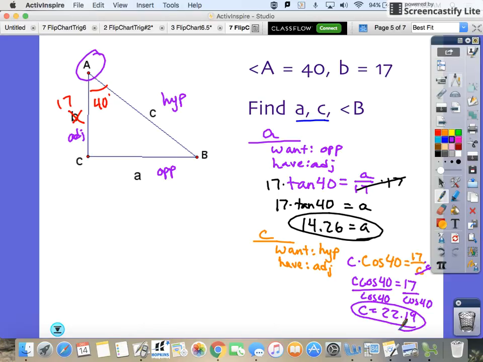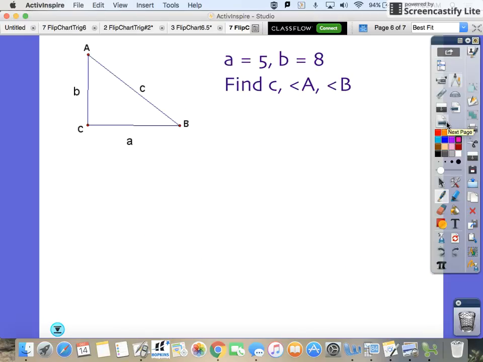And then last is the last angle. 180 minus 90 minus 40 is 50. I'm going to pause this and I'll start a new video because I know I'll totally get cut off.